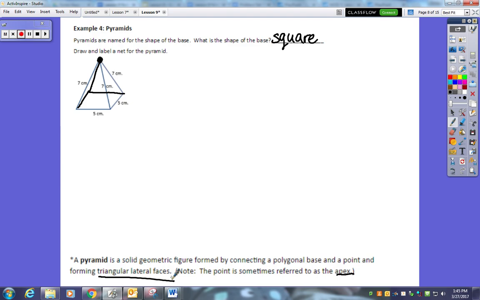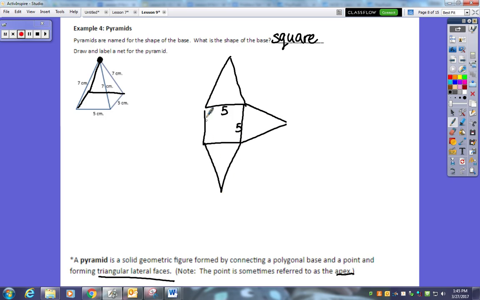So whenever I'm drawing a net for a pyramid, I start by drawing the base. The base in this case is a square, that's 5 by 5. Then off of each side, I would draw the triangles. Now, if you notice, they're all the same size. They're all 7 as their length. So I would just try to draw the best I can the same length. I know I'm not doing a great job. And each one has sides of 7.